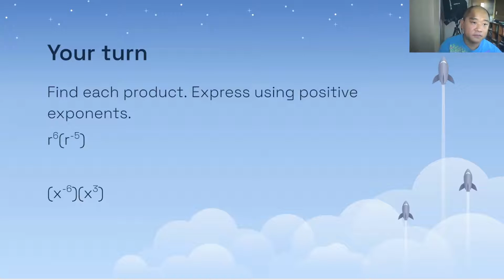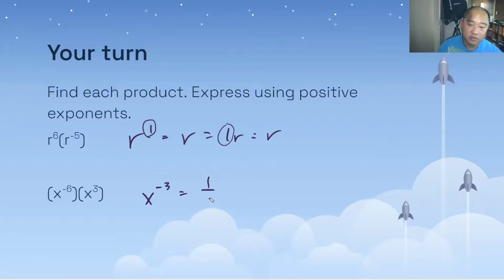Your turn. Welcome back. This is r to the 1. And really, you could even just write this as r. You do not need to include the 1. Just like how r is the same thing as 1r, but we don't write this 1, right? So yeah, we can just keep this r. Here we have x to the negative 3, which is the same thing as 1 over x to the power of 3. Okay.